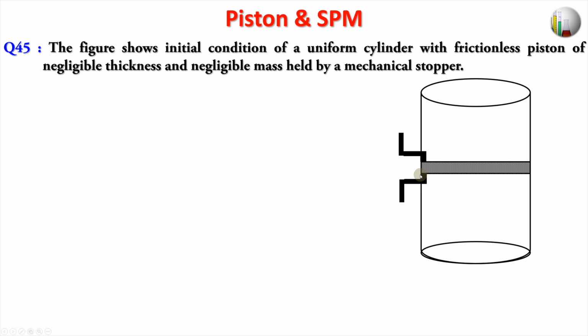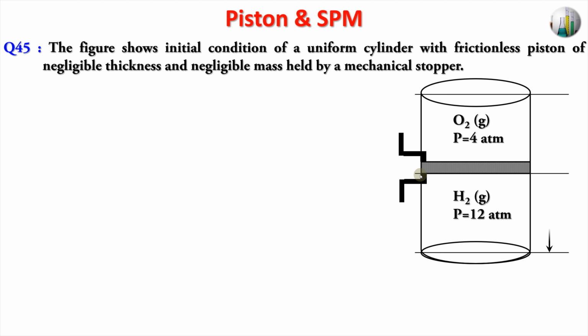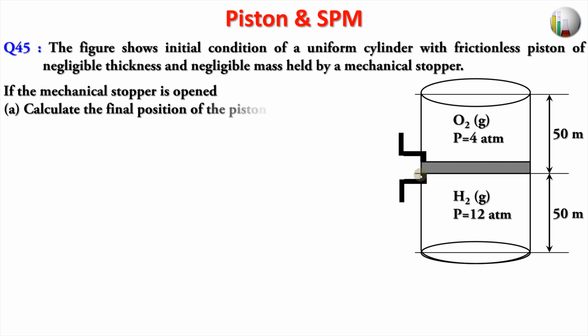Okay. So this is containing hydrogen at 12 atmosphere pressure. This is containing oxygen at 4 atmospheric pressure. Obviously the pressure is more at the bottom, pressure is less on top, which means hydrogen will make the piston move above. That is provided of course the stopper is removed. And this height is given as 50 and this is 50 again. So they are exactly equal. So if the mechanical stopper is opened, calculate the final position of the piston, final pressure in each of the compartments.